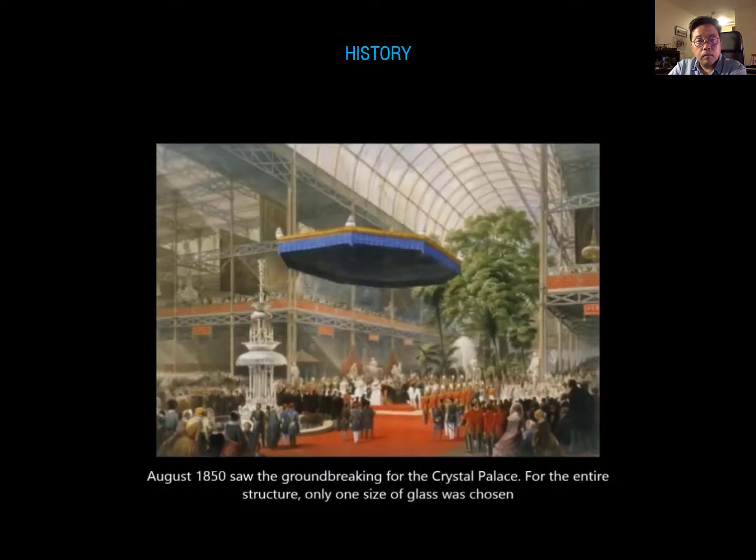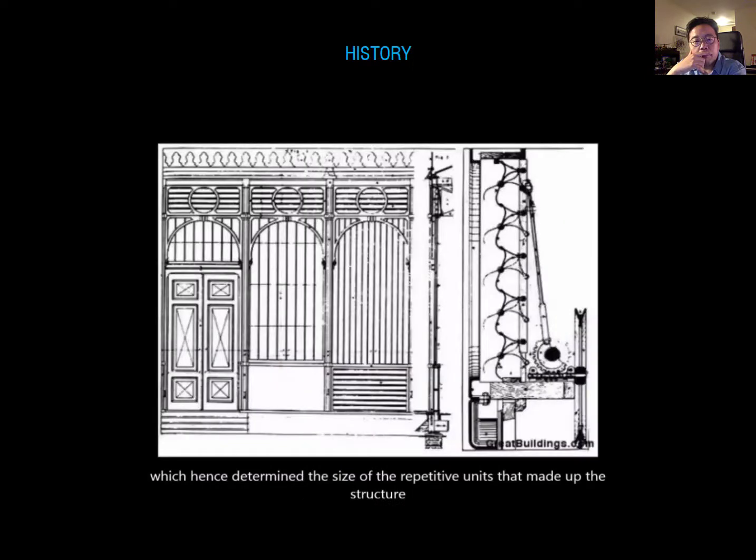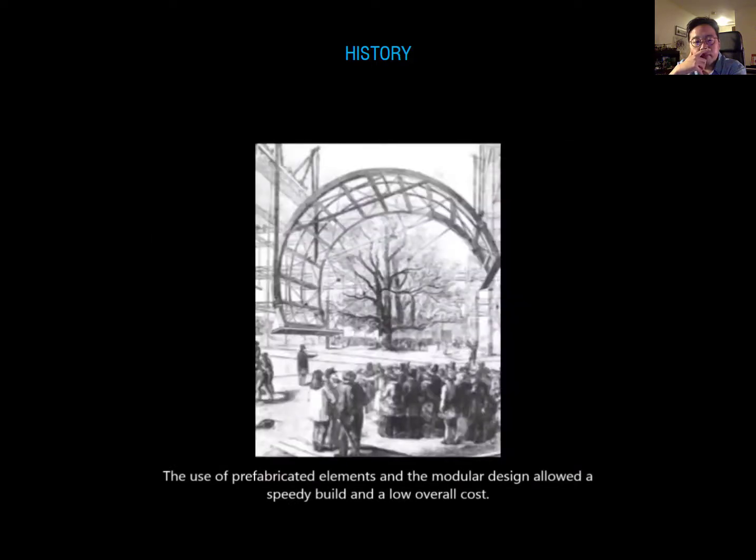August 1850 saw the groundbreaking for the Crystal Palace. For the entire structure, only one size of glass was chosen, which hence determined the size of the repetitive units that made up the structure. The use of prefabricated elements in the modular design allowed the speedy build and the lower overall cost.